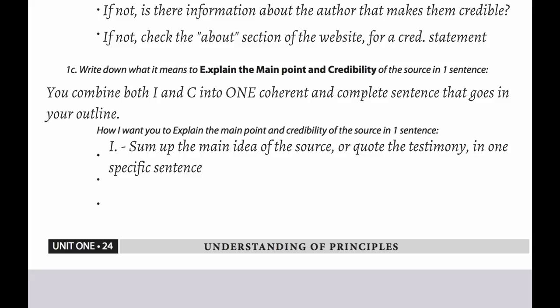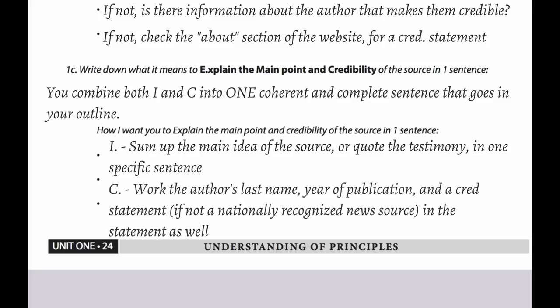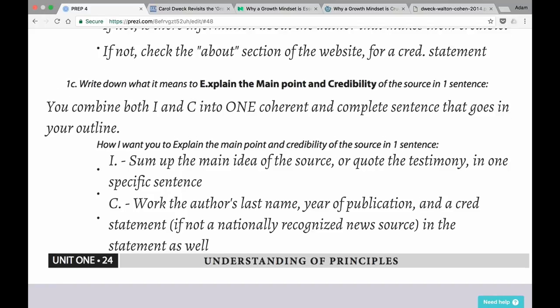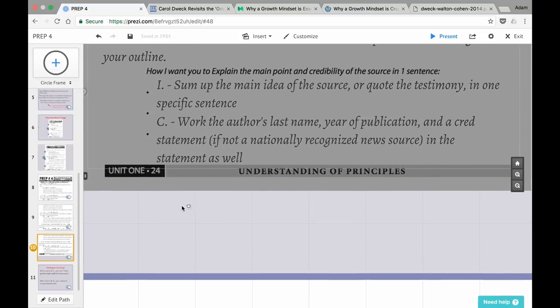How did I do that? Well, I summed up the main idea of the source, or in this case, I quoted the testimony, and I put the author's last name, Dweck, the year of publication, 2015, and the credibility statement, because it's a testimony and because this is from a website that's not a nationally recognized news source. And I was done. And that was how easy it was. I know this probably seems a little bit confusing, so I'll actually type this out for you so that you really understand it.